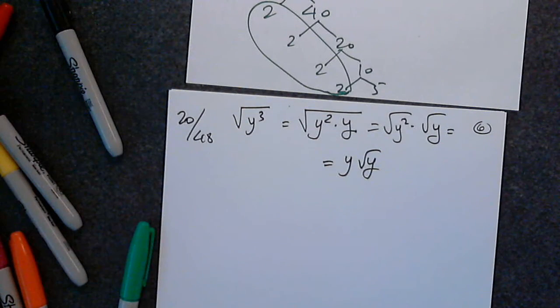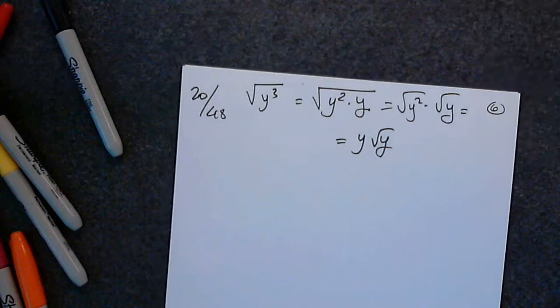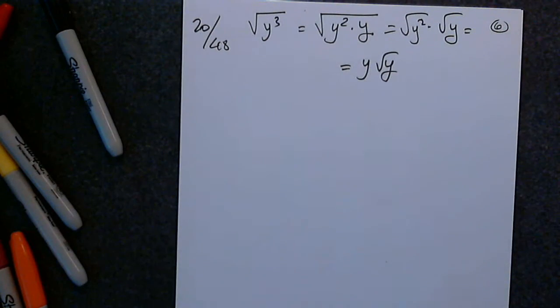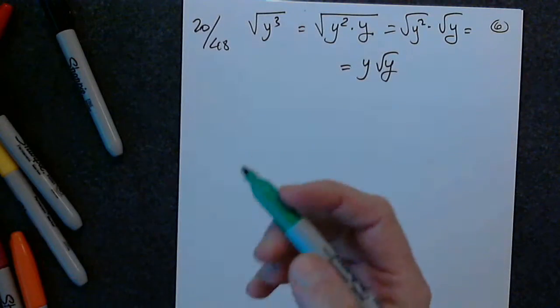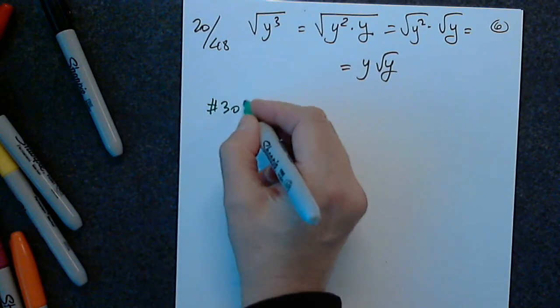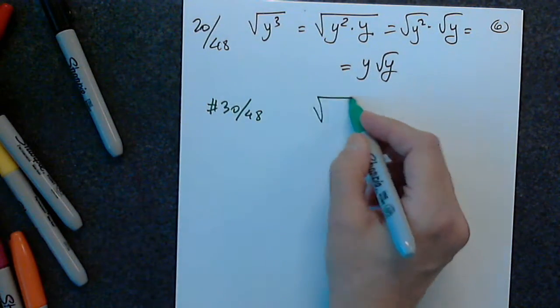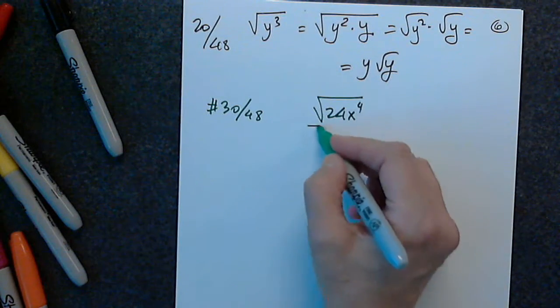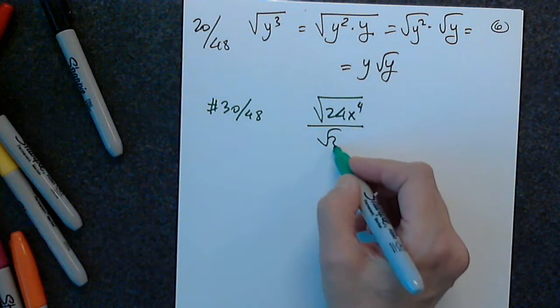Let's look at division now. Ready for a division? Okay, so let's say problem 30 on page 48. The square root of 24x to the fourth divided by the square root of 3x.